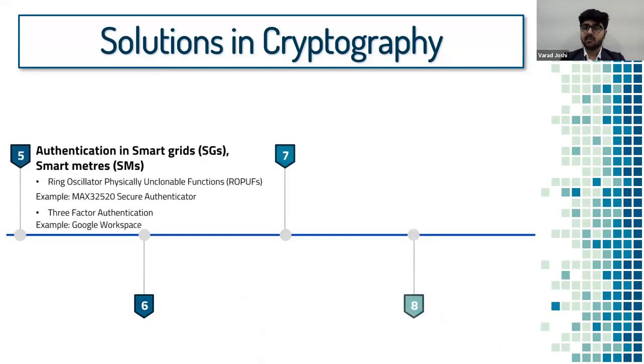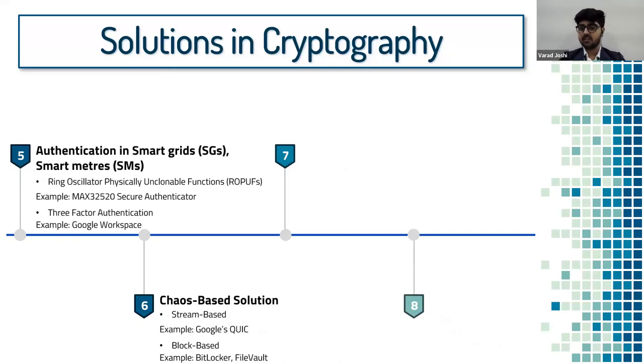The next we see is smart grids and smart meters authentication, which can give an unauthorized user much of our data using the electricity frequencies and the MSCs. The second is the chaos-based system. This type of system cannot be tampered with because it is built with the ideas of blockchain technology, and a simple change makes the whole system much more chaotic than ever.